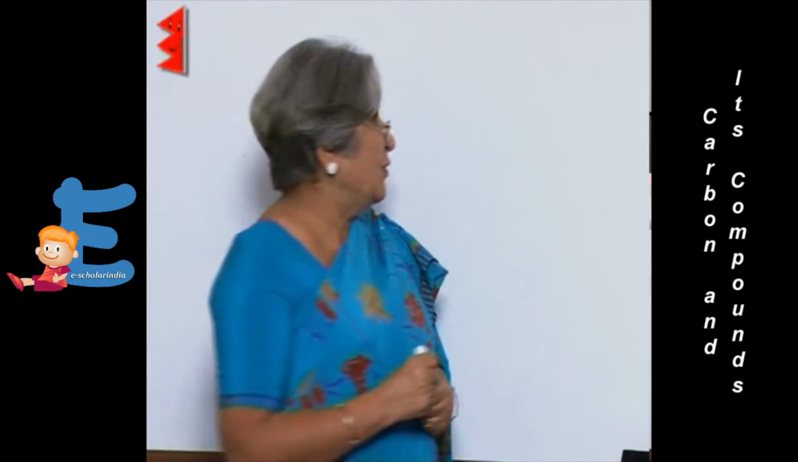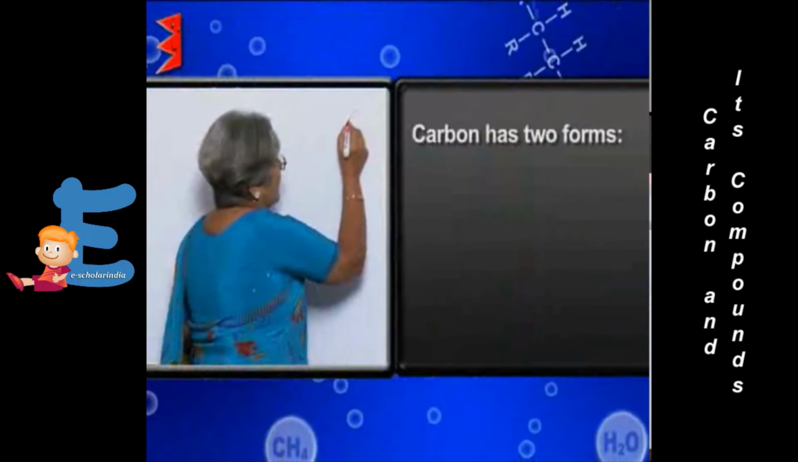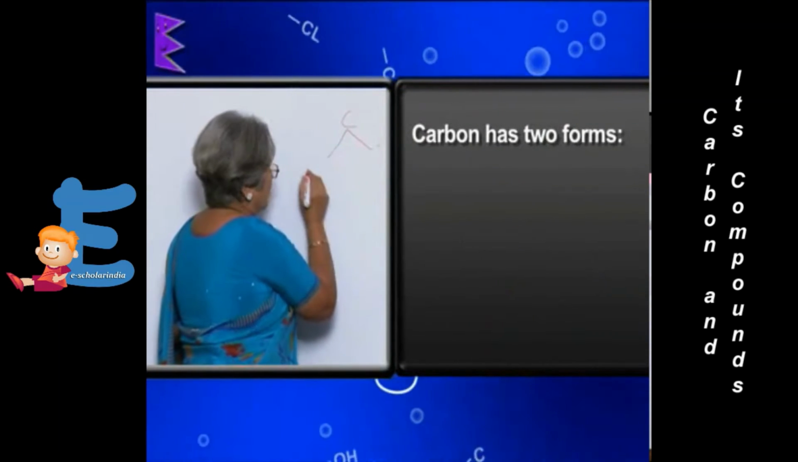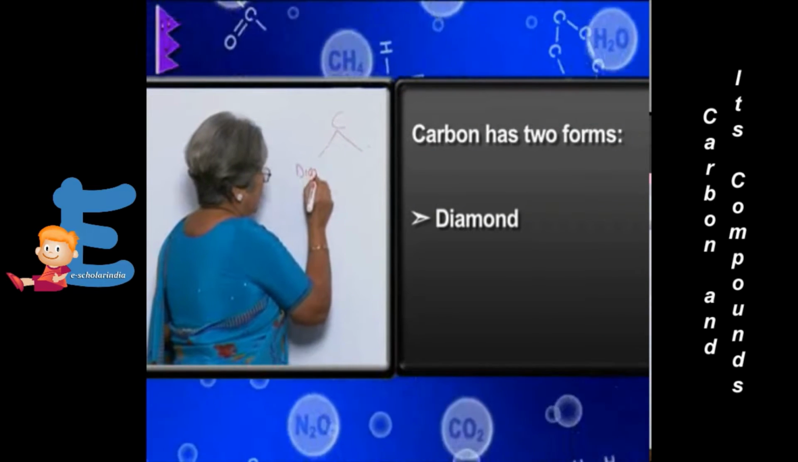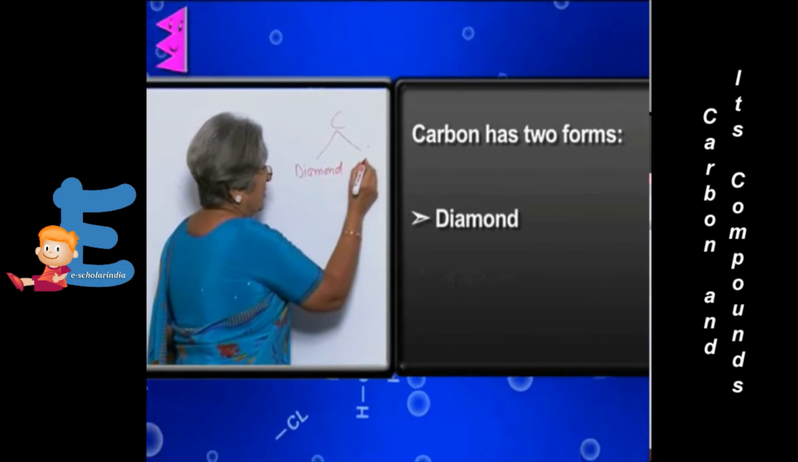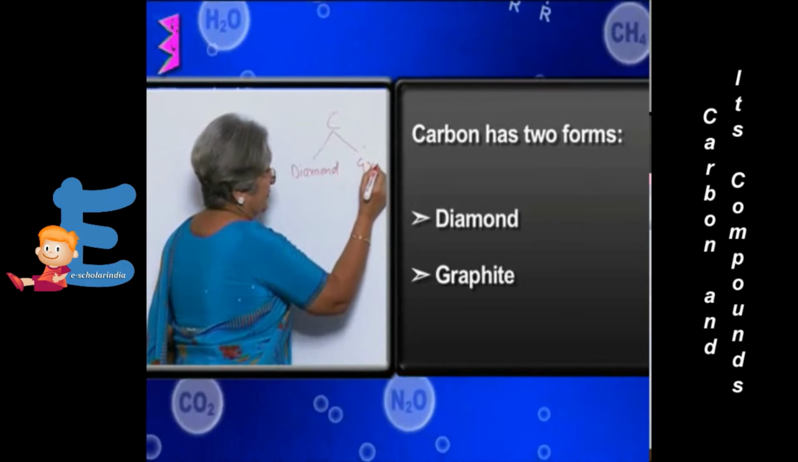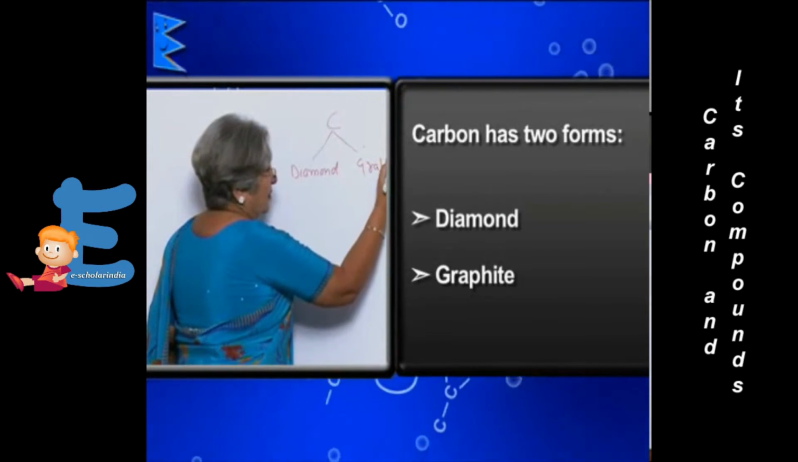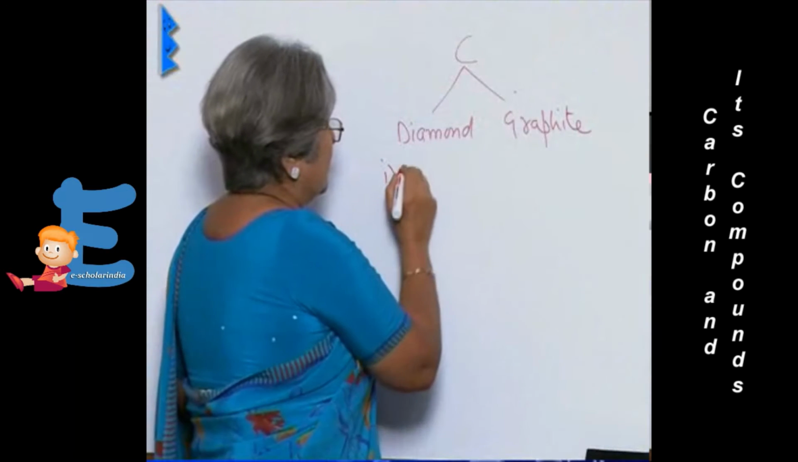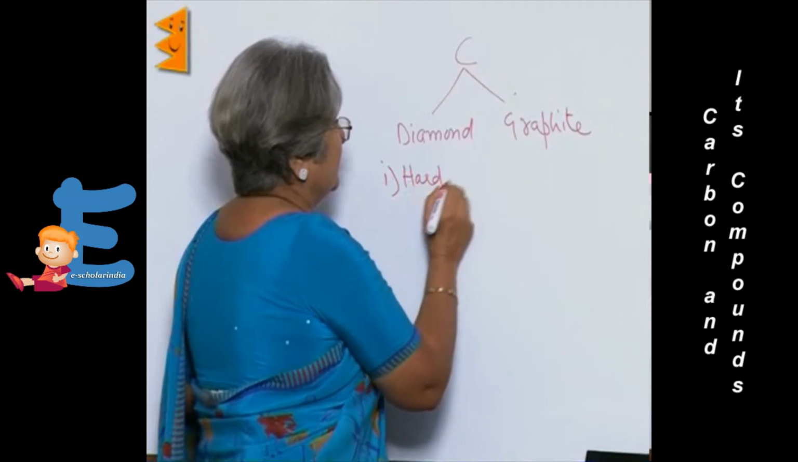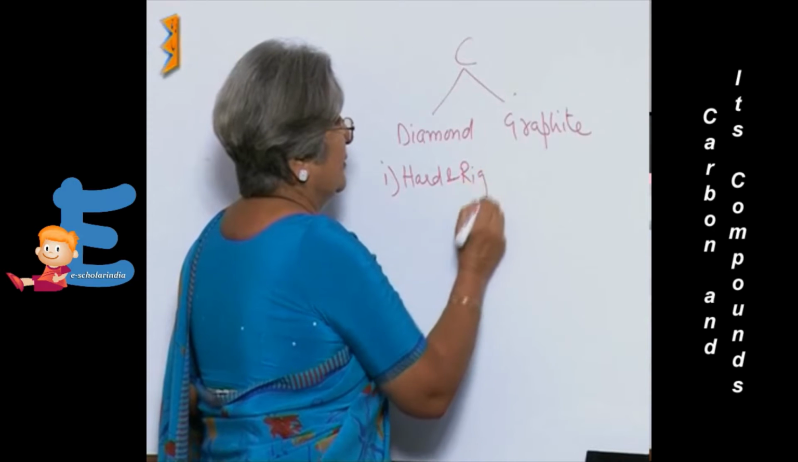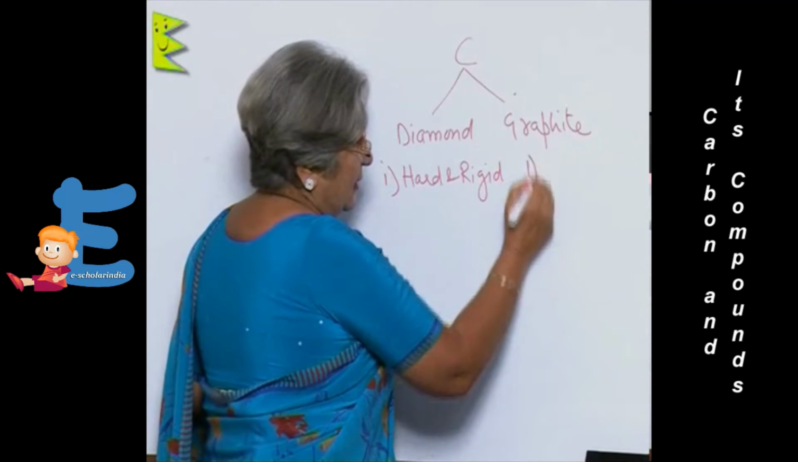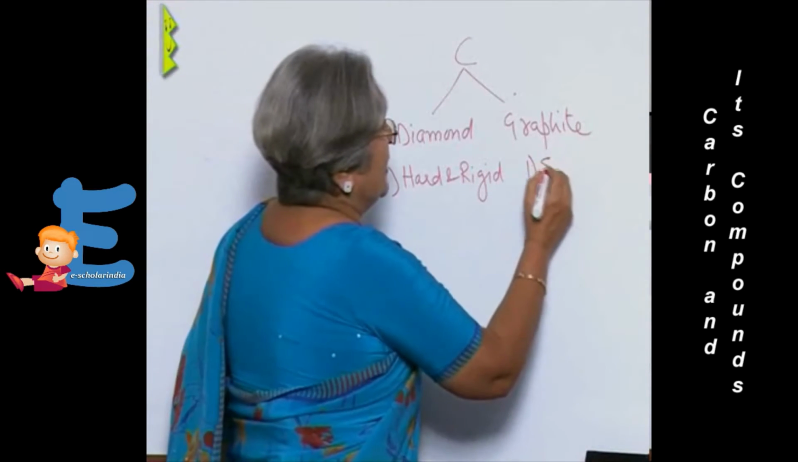And what is its second brother? Graphite. So what we find is that carbon is found in two physical forms, diamond and graphite. Diamond is hard and rigid, while graphite is smooth and slippery.